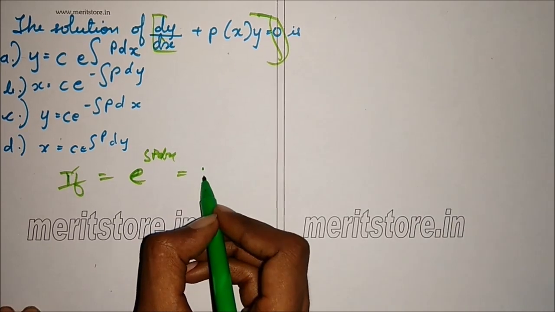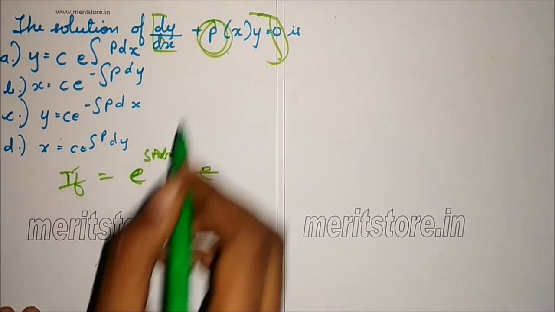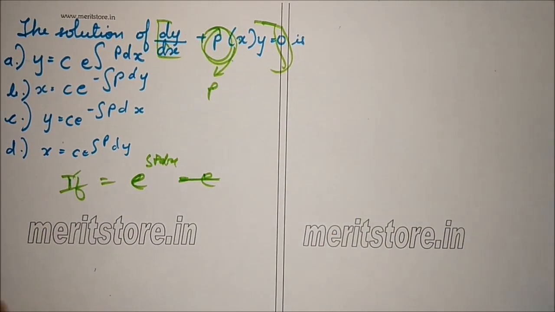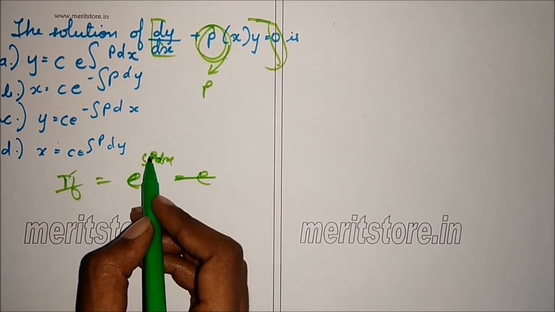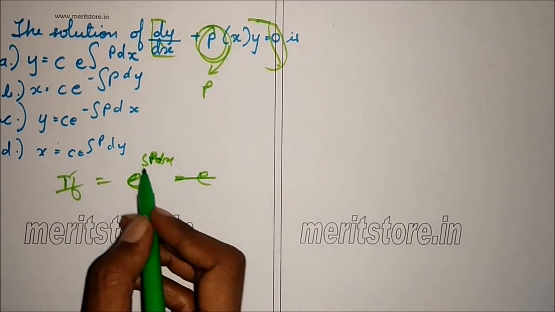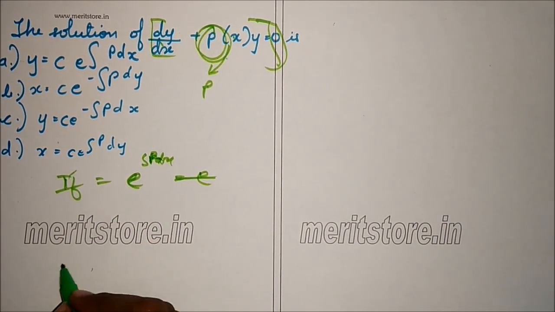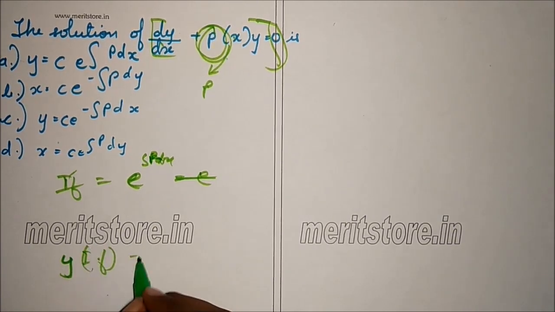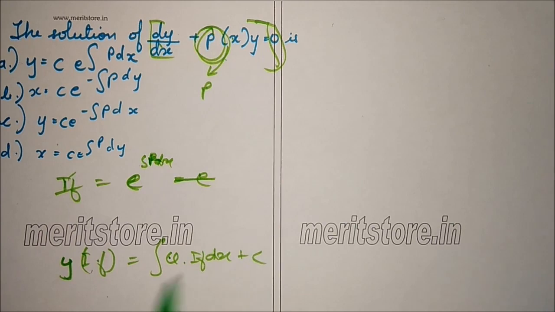Here, p of x is a function of x, so we can write this simply as p. So the integrating factor is e raised to integral p dx. The solution will be y into the integrating factor equals integration of q into the integrating factor dx plus c.